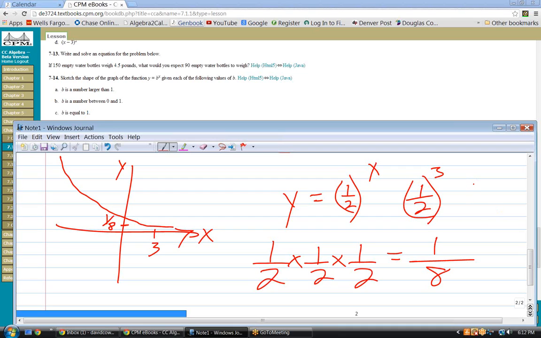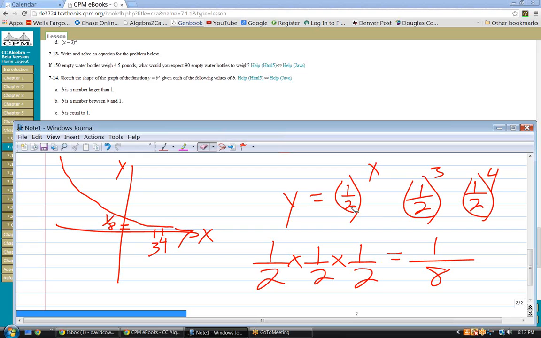When x is equal to 4, y is even smaller. It's equal to 1/16 as we go to the right on the number line. And that's why the graph goes from big to little.